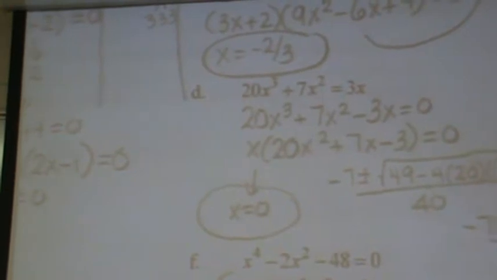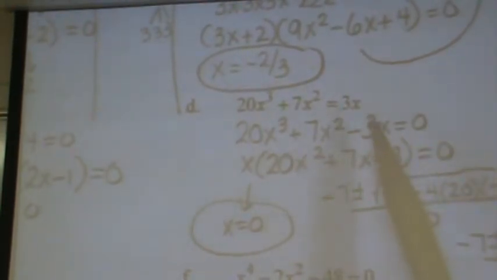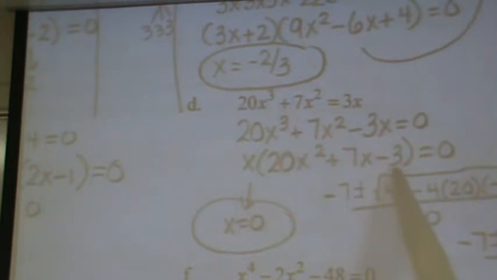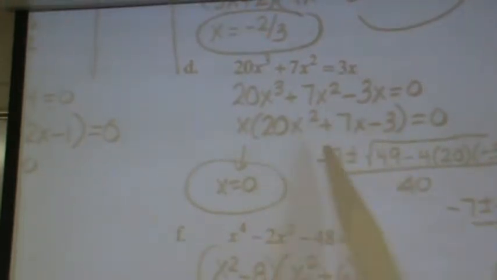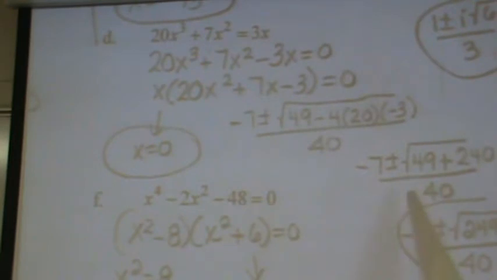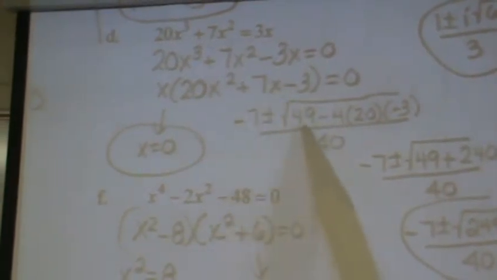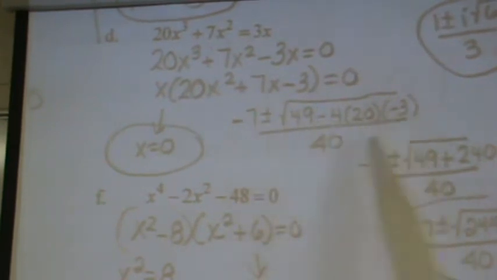For D, this one, I got everything to one side, and I first saw an x I took out, and then I have 20x squared plus 7x minus 3, and I didn't feel like trying to see if this would factor, so I just went right into the quadratic formula. So hopefully I did it right, -7 plus or minus the square root of b squared minus 4 times a times c. And these two negatives cancel out, so you have 240 plus 49 is, oh, I do have a mistake. 49 is gonna be plus, this should be 289.